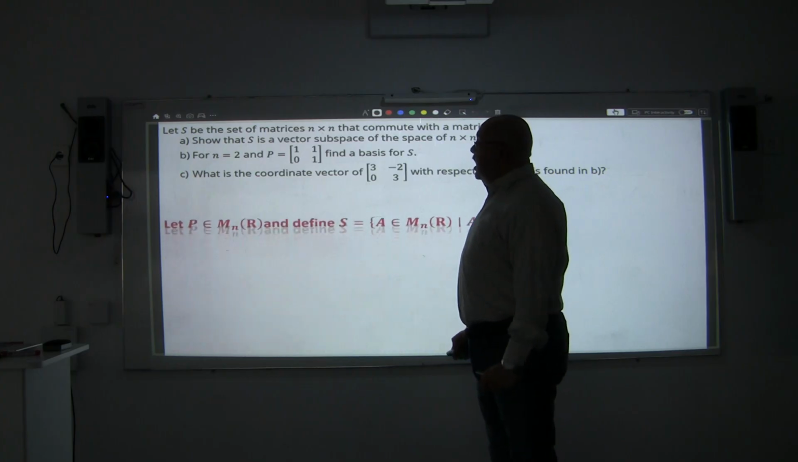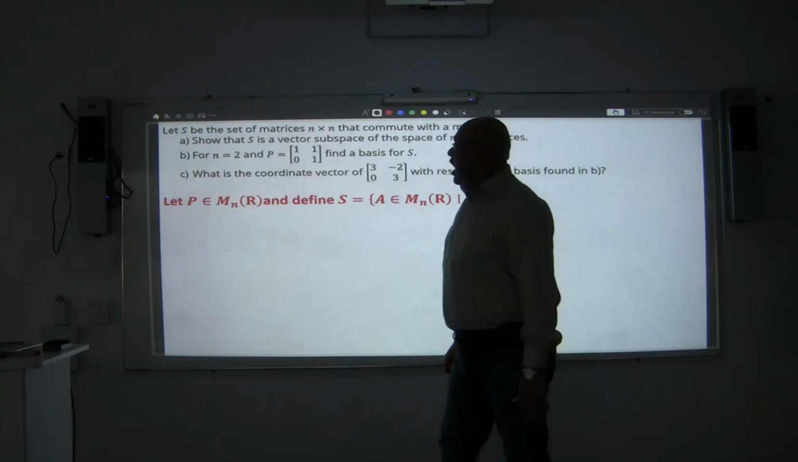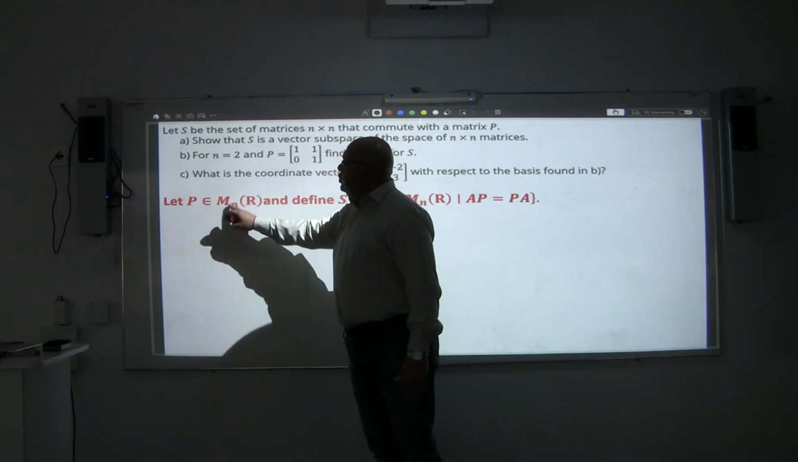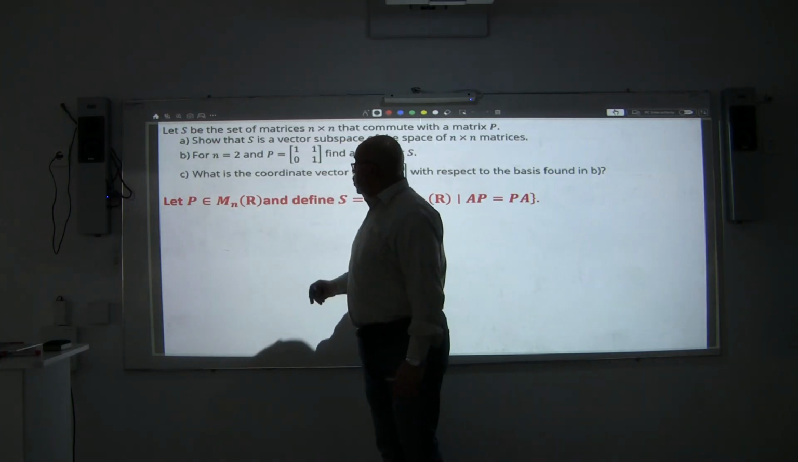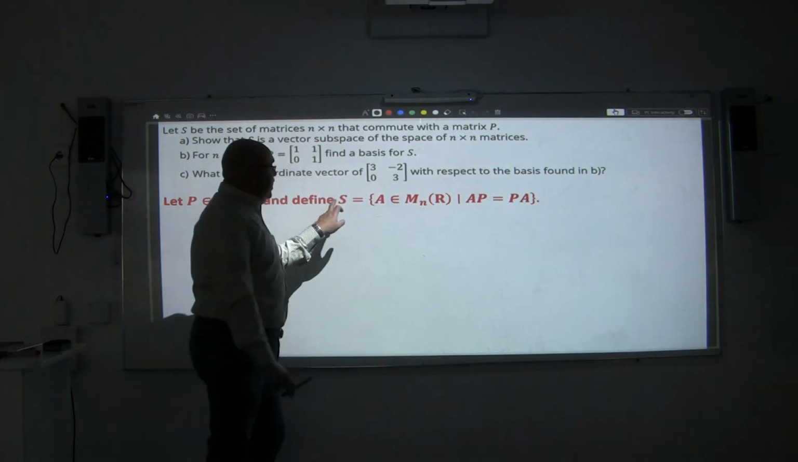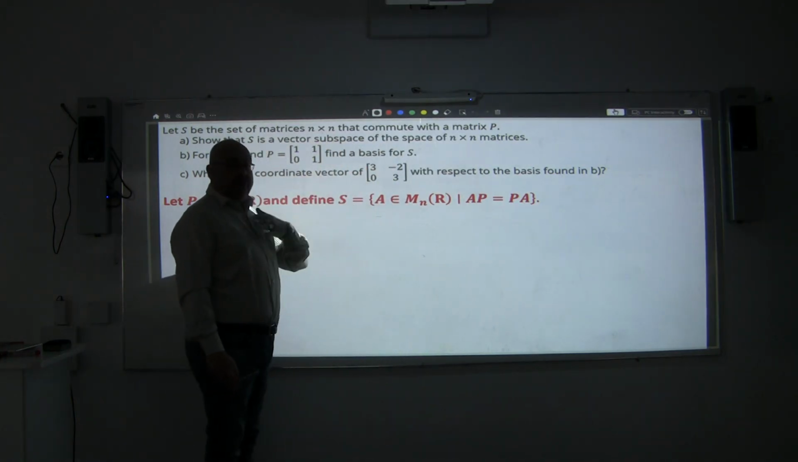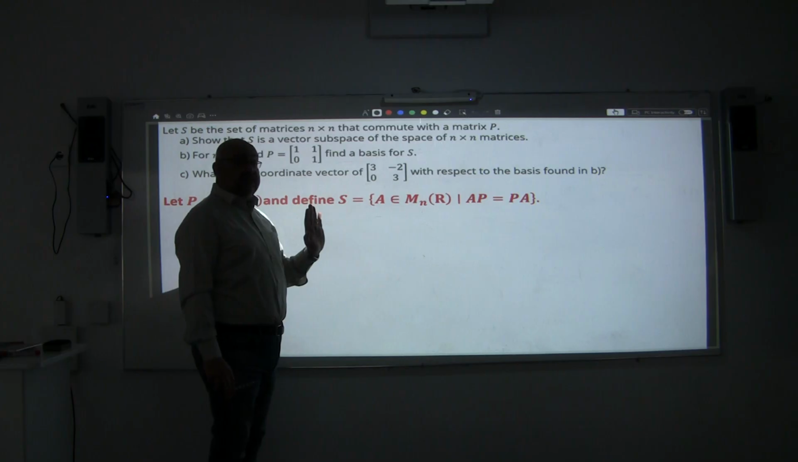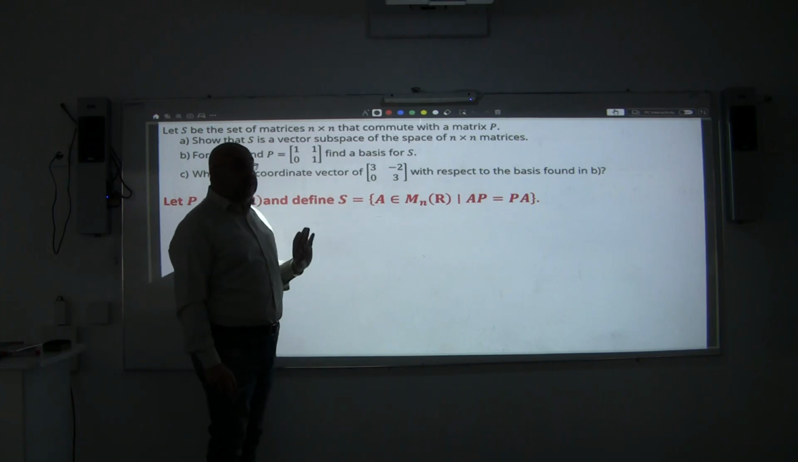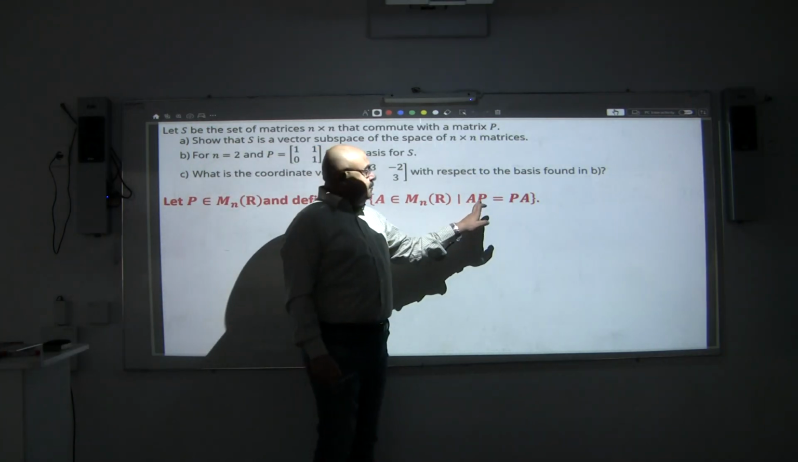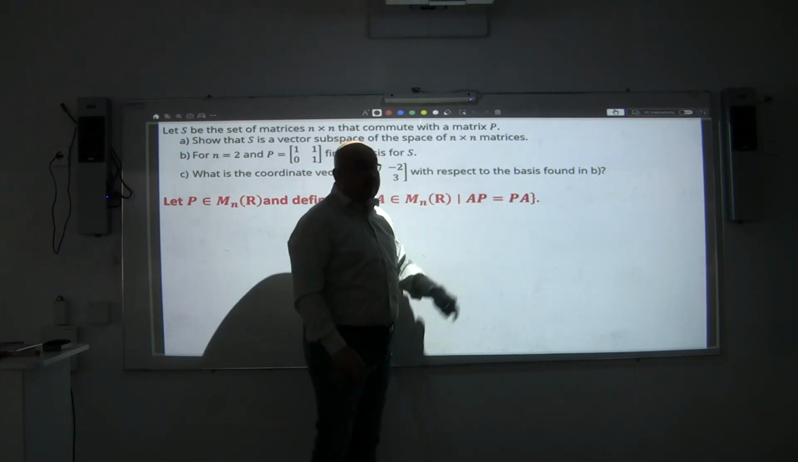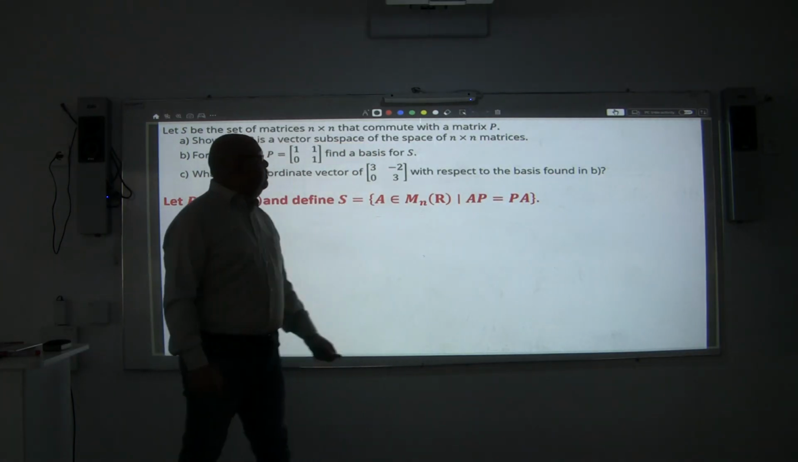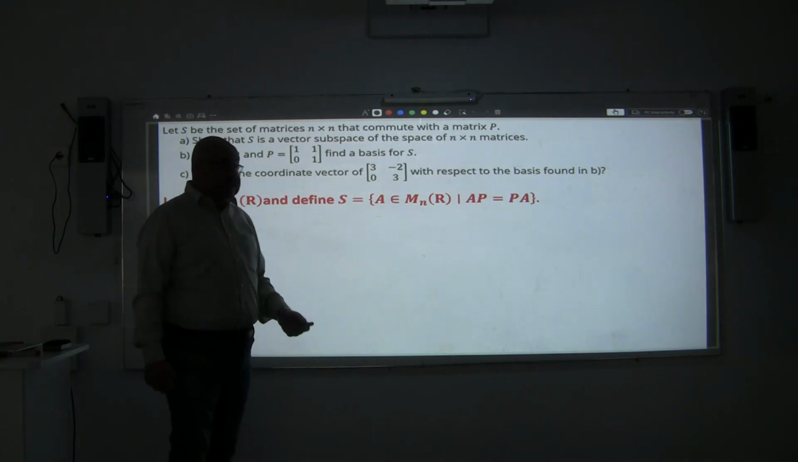To prove this, I can do it very easily. I can say that B belongs to the n by n square matrices over R, and define S as the set of all matrices that commute with B. That's A times B is equal to B times A. I'm talking about the set of matrices A. Okay, this is easily proven to be a subvector space.